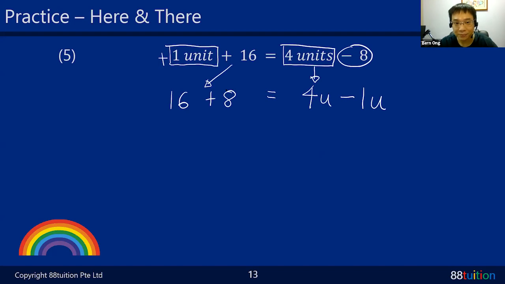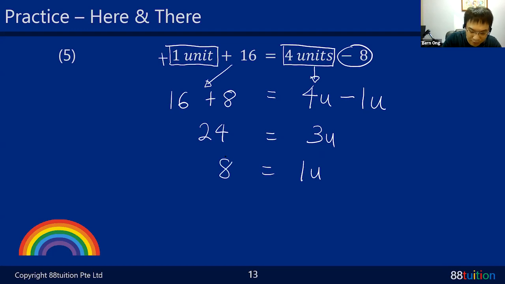All right. So down here, 4 units minus 1 unit, you work downwards. 4 units minus 1 unit is 3 units. Work downwards. 16 plus 8 is 24. What is 1 unit here? 3 units is 24. 1 unit is 24 divided by 3, 8. So this is the right answer again. Yes, Bernice, 1 unit is 8. Good job.